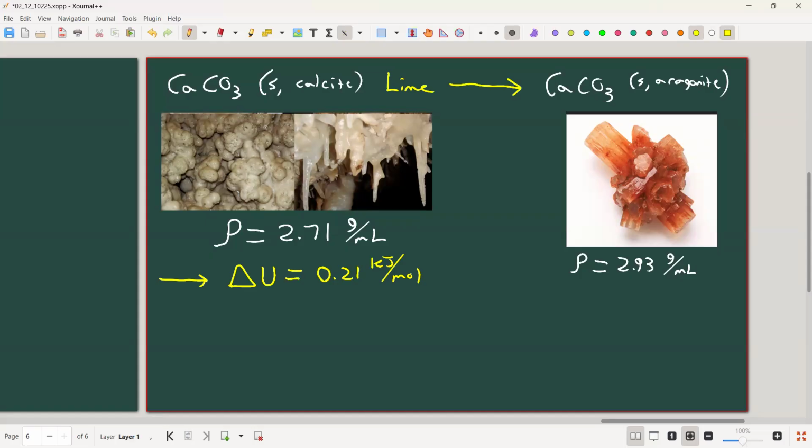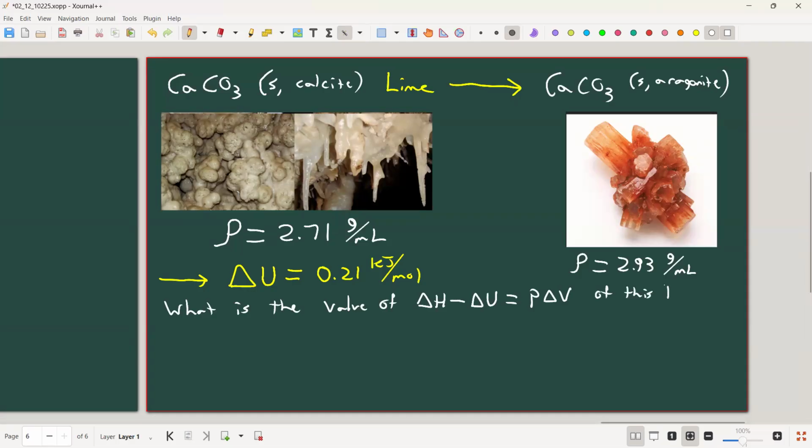Okay, and what I want to ask is, what is the value of delta H minus delta U? Right, what is that? Well, remember that H is U plus PV. So this is the pressure times the change in volume of this process, right? How much does the volume really change? How much volume work is being used to rearrange calcite into aragonite, right?